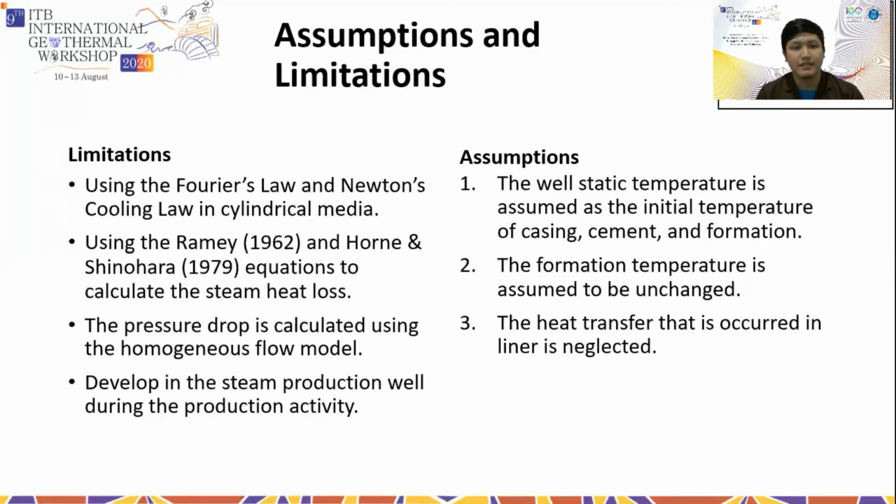And then in this research, the pressure is calculated using the homogeneous flow model, and this model is developed in the steam production well during the production activity. And then there are several assumptions that are used in this research. First, the well static temperature is assumed as the initial temperature of casing, cement, and formation.